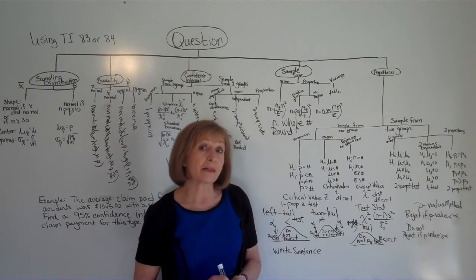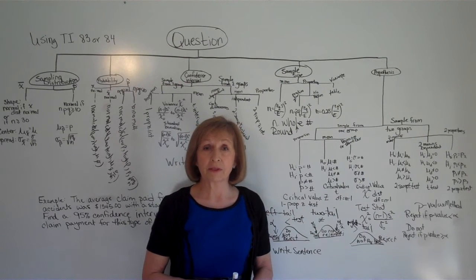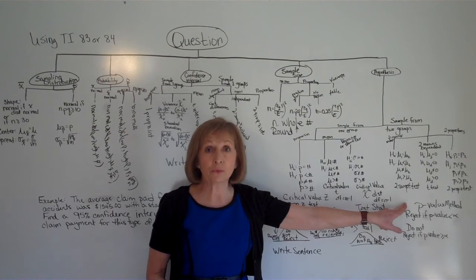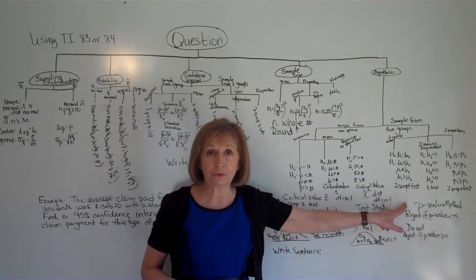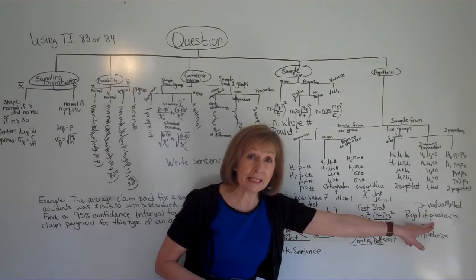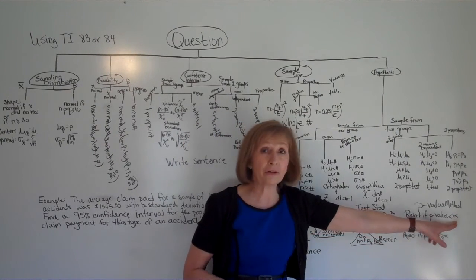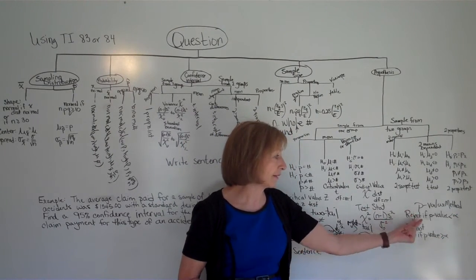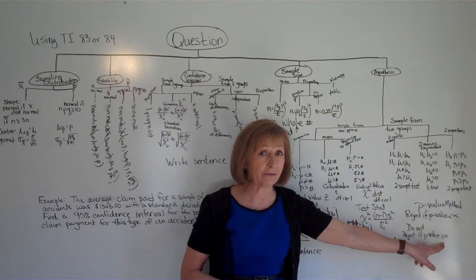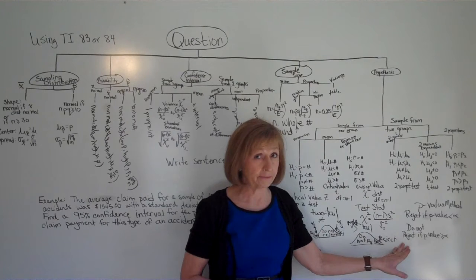Now, if you're making your decision with your hypothesis test by the p-value method, the p-value will be reported to you in the different tests that you do. If your p-value is smaller than your alpha, then you reject the null. If the p-value is bigger than or equal to your alpha, then you don't reject the null.